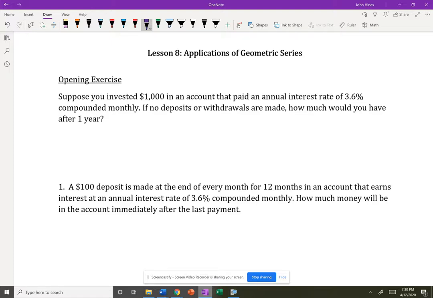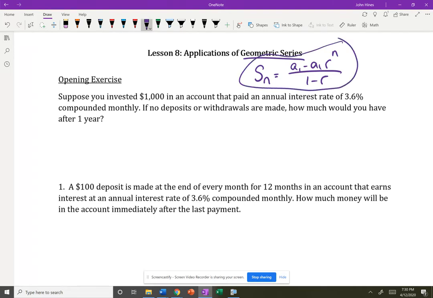Hi, everybody. Welcome to Lesson 8, where we're going to look at applications of geometric series. In the last lesson, we developed a formula for the sum of a geometric series, which is S_n equals the first term minus the first term times the common ratio to the n, all over 1 minus r. That's the given formula for the sum of a geometric series. We're going to be using that today to solve problems that are more application than "here's a list of numbers, add them up."